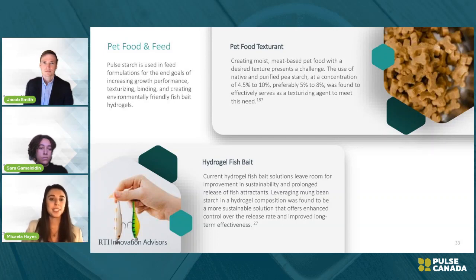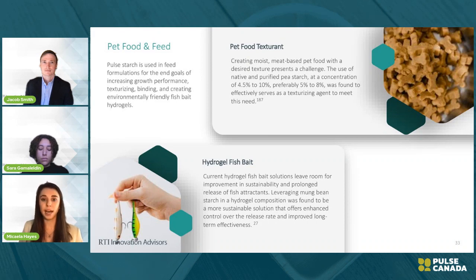Okay, so most commonly, again, in pet food, the use of pulse starch was leveraged for improving texture, but also binding. And in the case of creating a fish bait, it was also found to be advantageous because it's a bit more environmentally friendly than alternatives. So to dive into these two examples, the first one is pulse starch used as a food texturant.